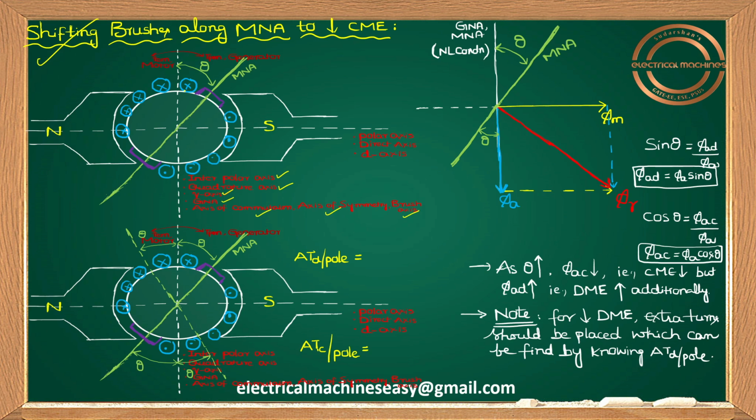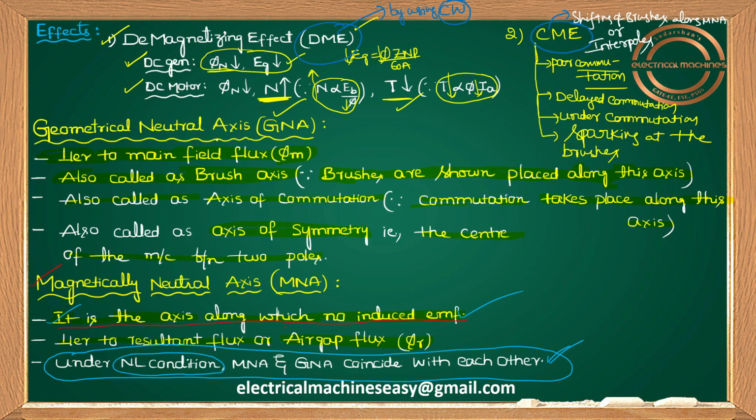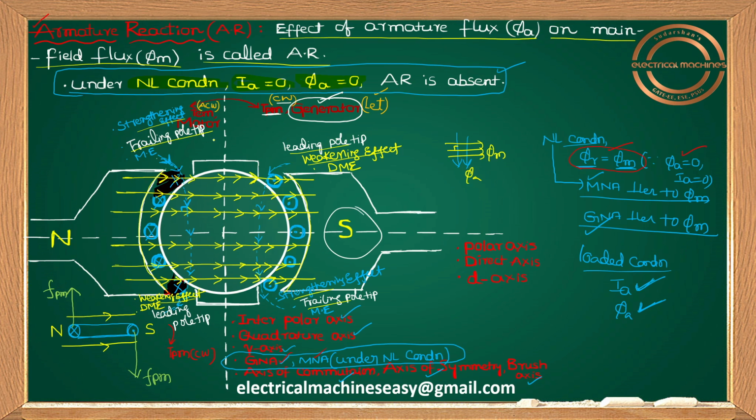Here the problem is, let me show you this figure. Initially, whatever conductors are placed under the North Pole, in those conductors I got the direction of EMF as cross. See under the North Pole, in those conductors, because of the interaction, I assume the direction of TPM in clockwise direction. For the clockwise direction of TPM, I got cross in the conductors which are under the North Pole, and I got dot in the conductors which are under the South Pole.